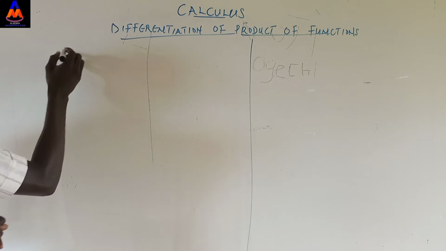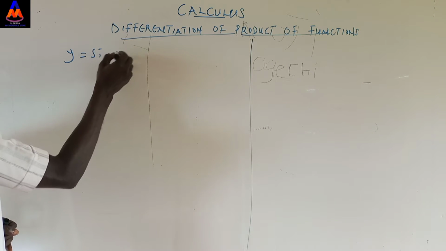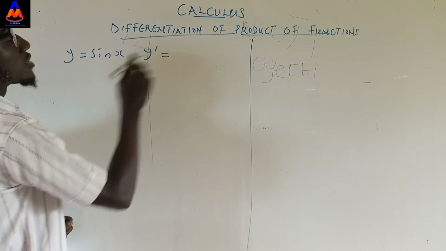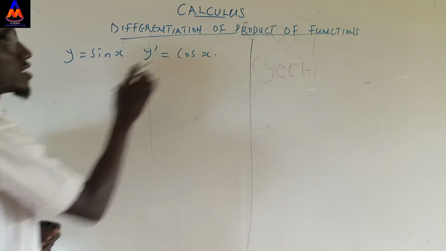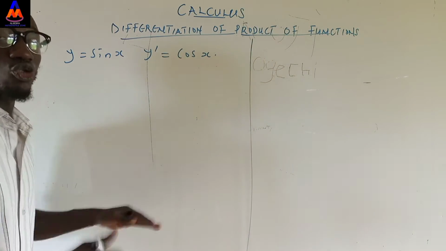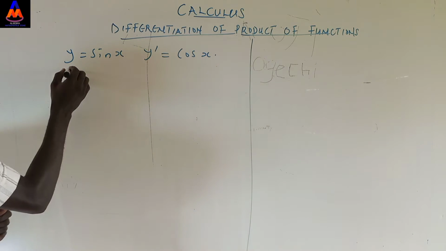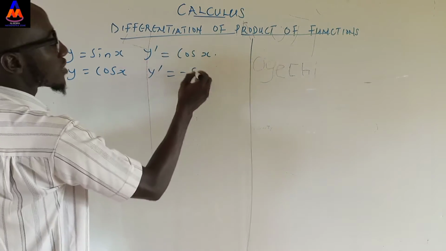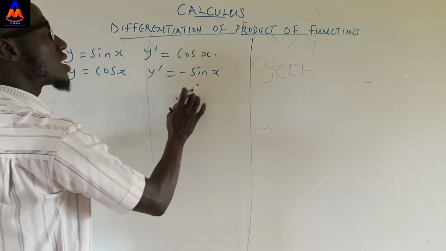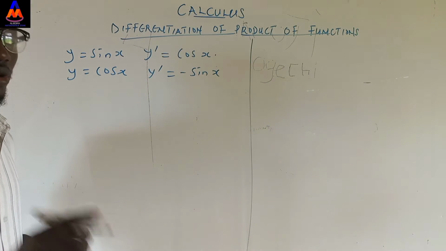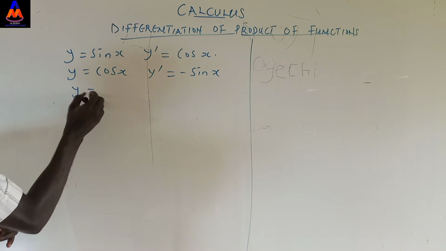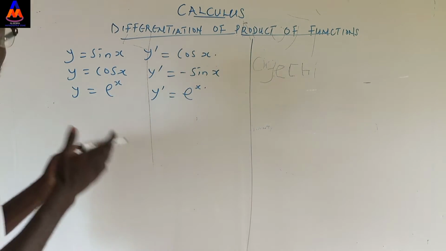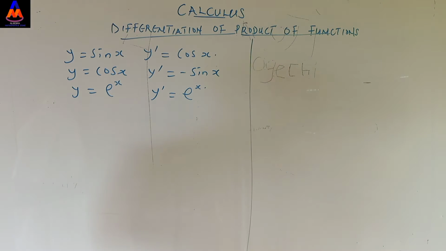So we have to know that if y is sine x, then if you differentiate y, which is y prime, it's going to give you cos x. This can be established mathematically, but this is beyond the scope of this particular lecture. If you have y equals cos x, then when you differentiate it, it's going to give you minus sine x. We're going to be using this understanding in this product rule when we are working it out. When you have y equals exponential x, when you differentiate it, it's still going to give you exponential x. So with this in mind, let's move to our product rule.